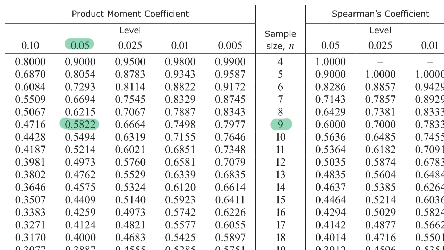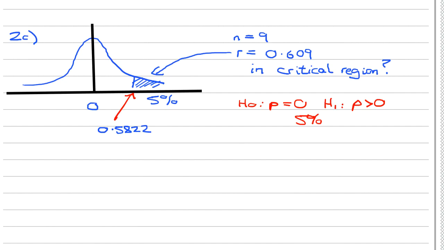On screen now, I've got a small bit of the PMCC table, and I've highlighted the 5% column, and I've highlighted the sample size of 9. And you'll see where those two meet, this value is 0.5822, and that's the value we need to put on our diagram. Now I've added the 0.5822 to the diagram, so you can see that is here.